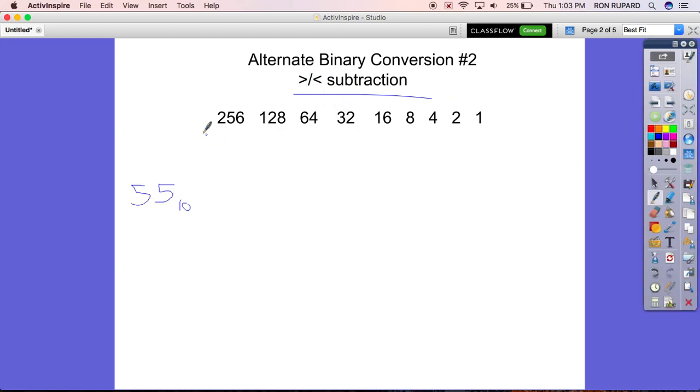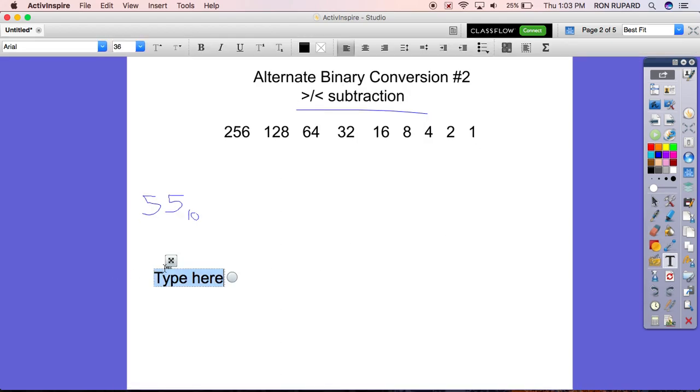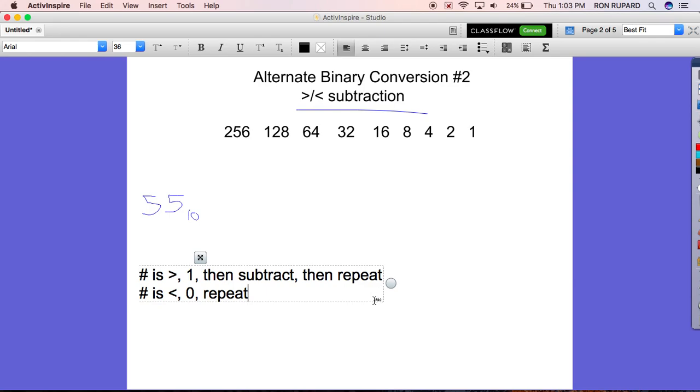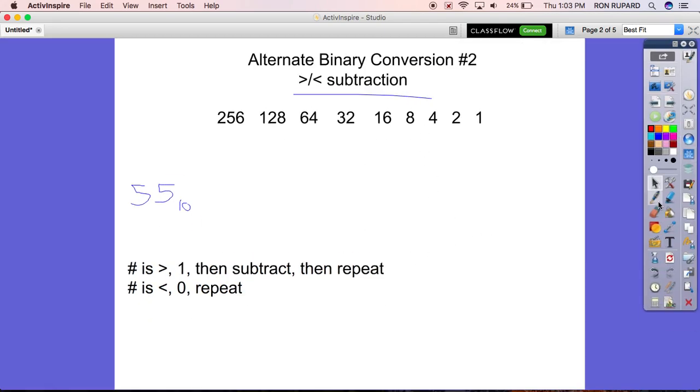So now what we're looking at is this number 55. The general rule for this method is if the number is greater than or equal to, then you write a 1, then subtract, then repeat. I'll show you what I mean by that in a second. If the number is less than, then you put a 0 and then repeat. All right, so let me add my equals line here.